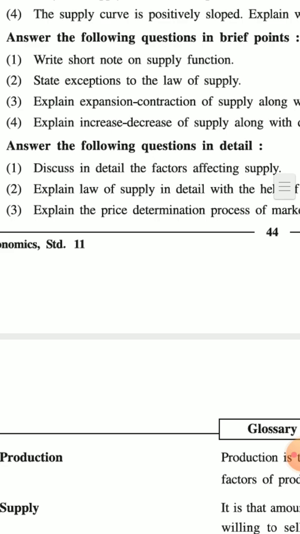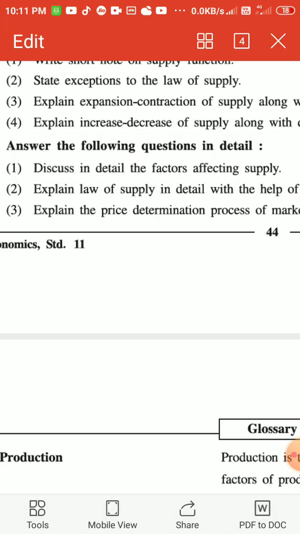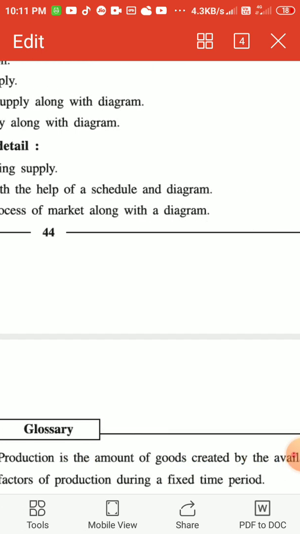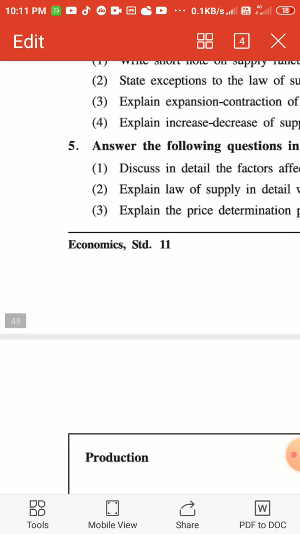Then write in detail the factors affecting supply. What are the factors affecting? We have studied all the factors affecting supply. Then what is the law of supply with the help of schedule and diagram. Schedule means the table you have to draw, diagram you have to draw, explain the diagram. So in detail you have to explain the law of supply. What is the law of supply? What are the assumptions? Then schedule, then diagram, then explain the diagram.